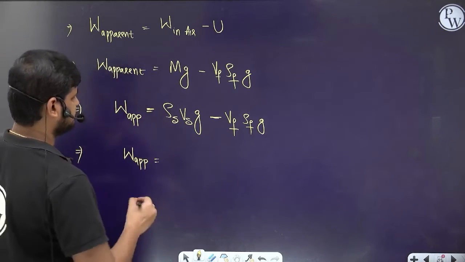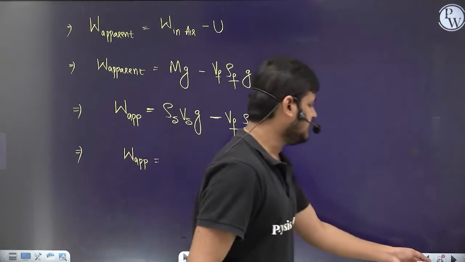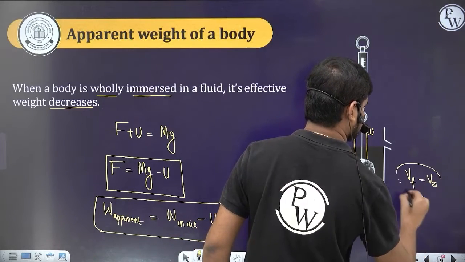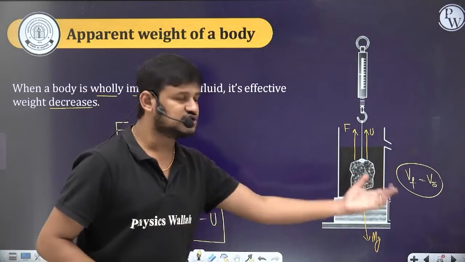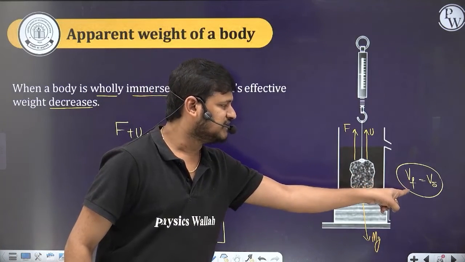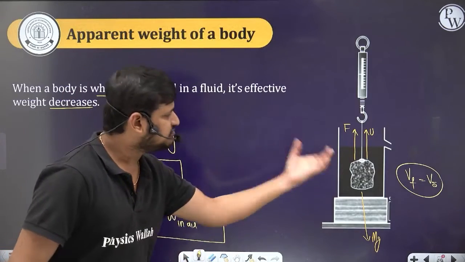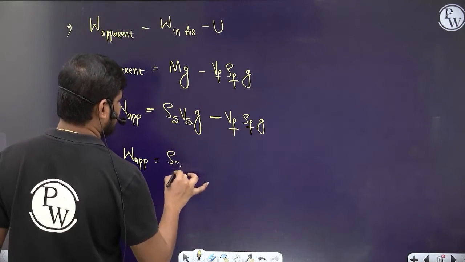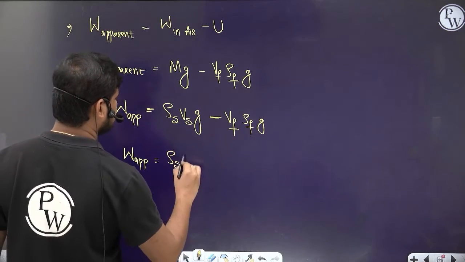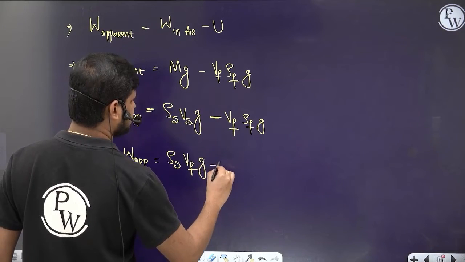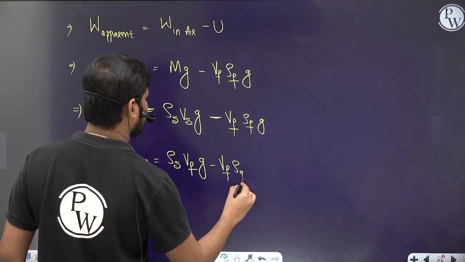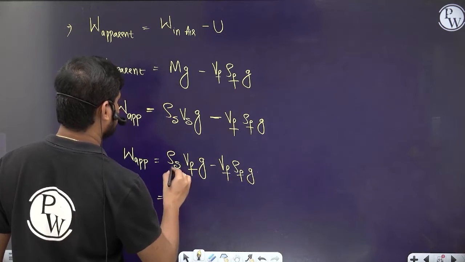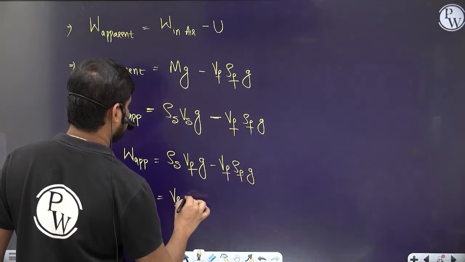As the object is completely immersed, Vf is equal to Vs. The volume of the fluid displaced will be equal to the volume of the solid placed inside the liquid. So the apparent weight is the volume of the solid into rho S into g, minus the volume of the fluid into the density of the fluid into g.